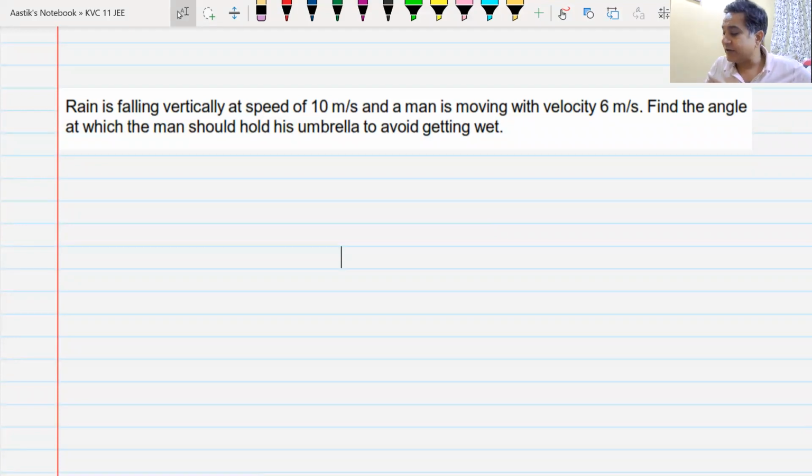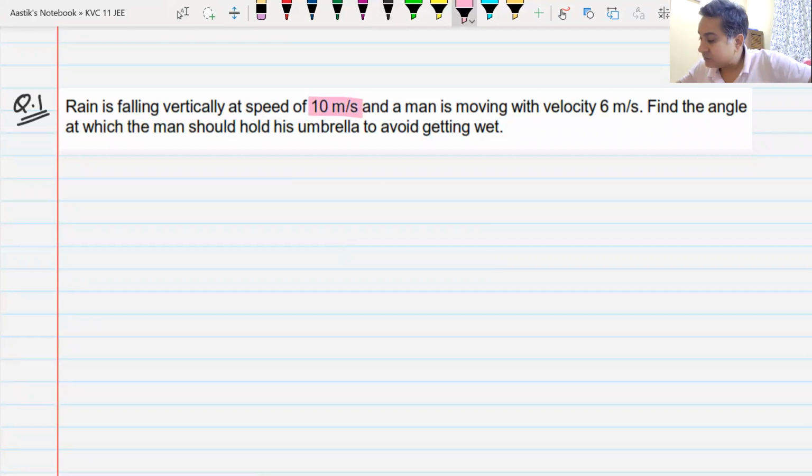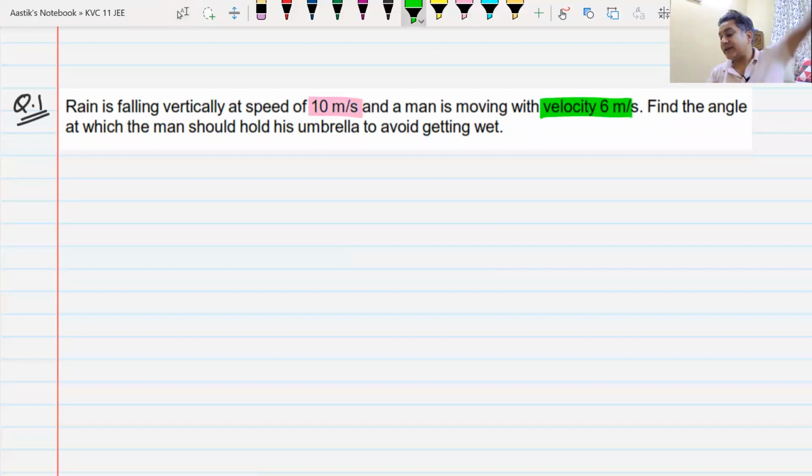Rain is falling vertically. Obviously, rain does not go from bottom to top. It always comes from top to bottom. So rain is falling vertically down with a speed of 10 meter per second. A man is moving with a velocity of 6 meter per second. Find the angle at which the man should hold his umbrella to avoid getting wet. I'll give you 1 minute to solve this question and get me the answer.